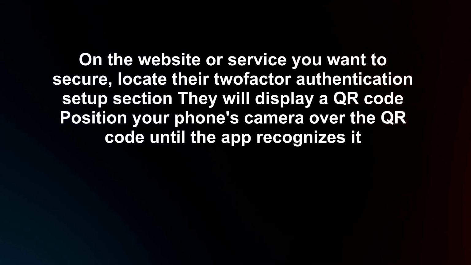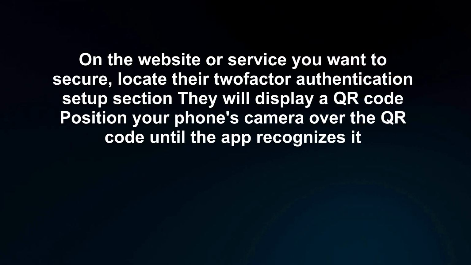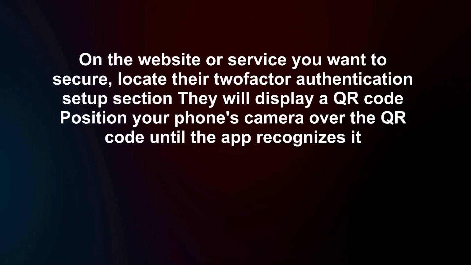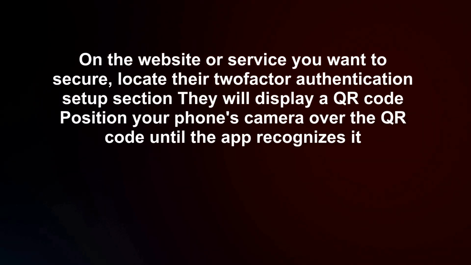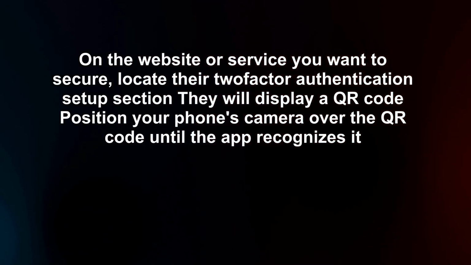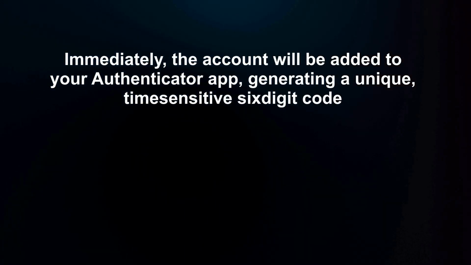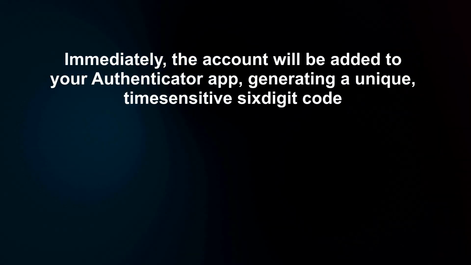On the website or service you want to secure, locate their two-factor authentication setup section. They will display a QR code. Position your phone's camera over the QR code until the app recognizes it. Immediately, the account will be added to your Authenticator app, generating a unique, time-sensitive 6-digit code.